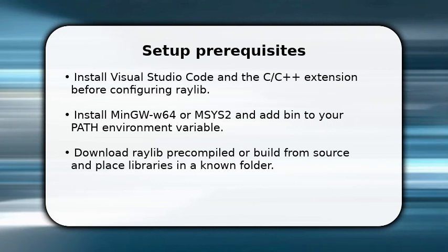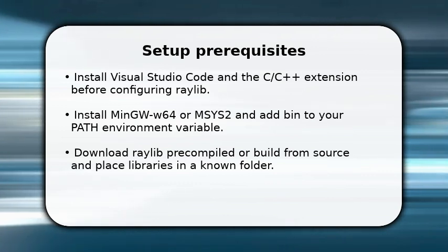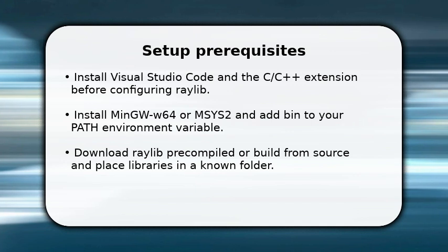Then download Raylib precompiled binaries or clone the source and build with CMake using a MinGW or MSYS shell. Keep Raylib include and lib folders in a known project folder. Finally, install the CMake Tools extension for easier builds inside VSCode.